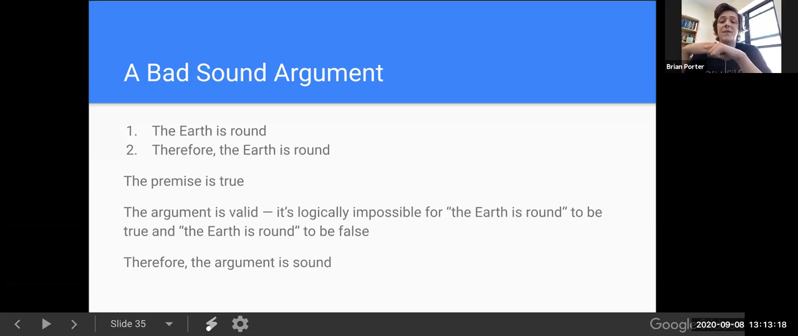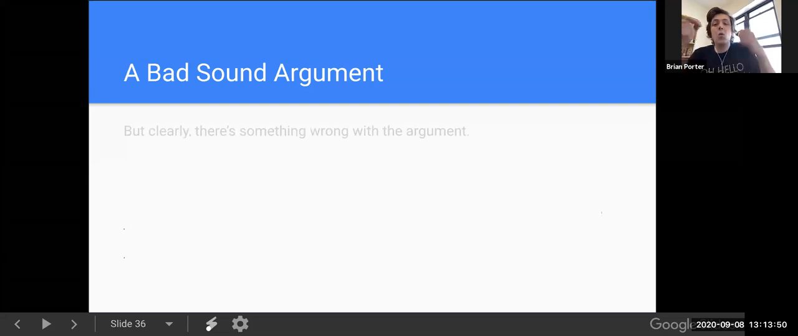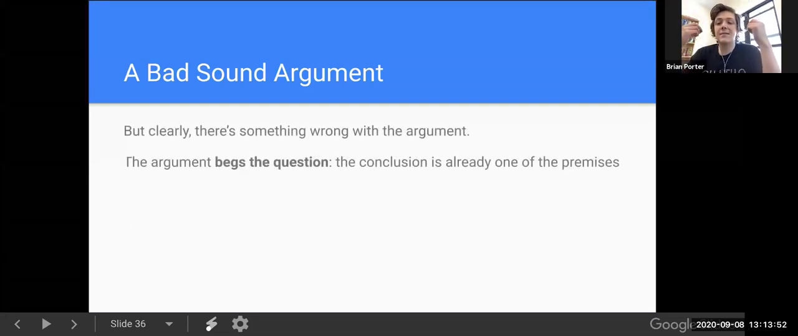So it's impossible for the earth is round to be true and the earth is round to be false. It can't be both round and not round. Either they're both true or they're both false, the premise and the conclusion. So the argument is sound. It has a true premise, the earth really is round, and it's valid. But it's still not a good argument. We should look at it and be able to see immediately that that's a bad argument. Why is it a bad argument? Well, it's a bad argument because it begs the question.